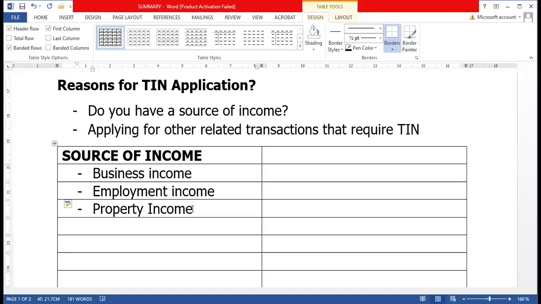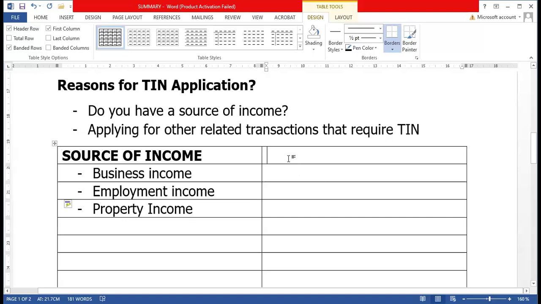It could be that maybe someone is using your name and you are paid because of that. That is an income. That is property income. Someone using just your name and you receive money. That is an income. So as long as you're earning an income, you will need to register for a TIN.